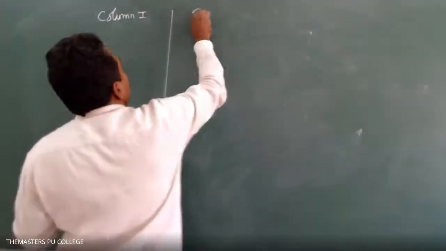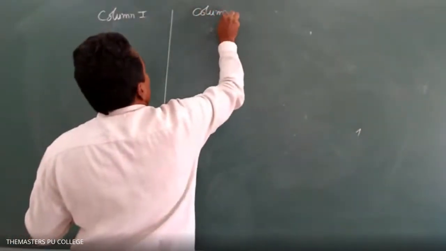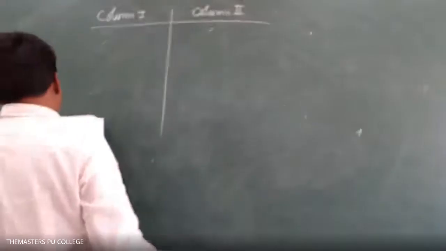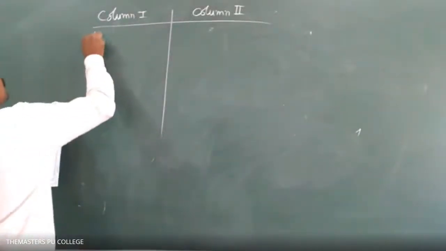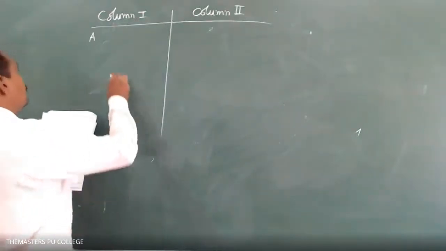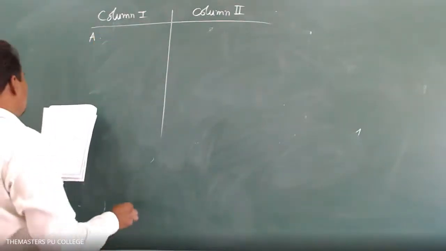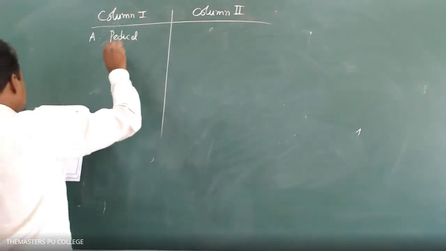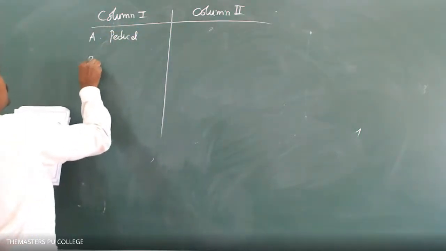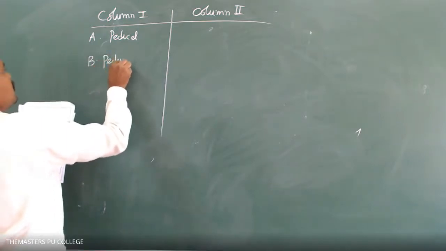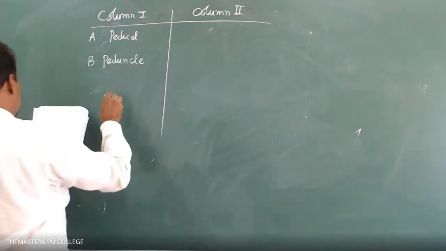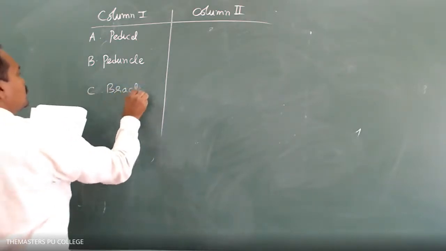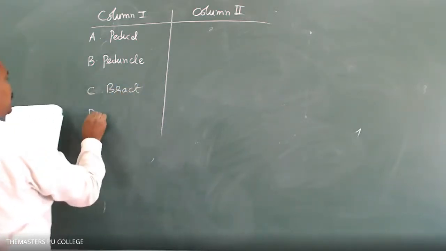Column 1 and column 2. A is pedicel. B, peduncle. C, bract. D, petiole.